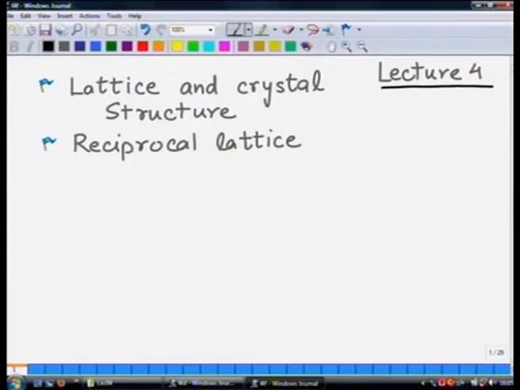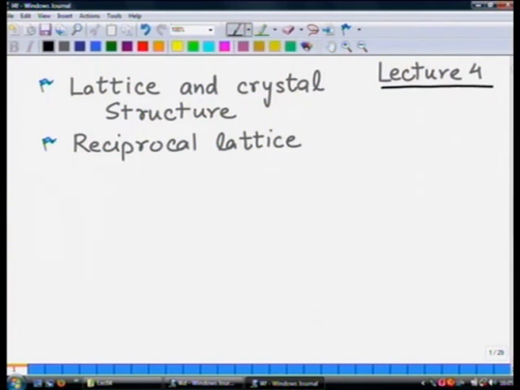And this lattice, crystal structure and reciprocal lattice is a review. I am just going to review so that I take along all the students, but I expect most of you to have seen this before. So, I will go a little fast and pick only the relevant portions. This lecture number 4 is a review lecture on lattice, crystal structure and reciprocal lattice. I will just take the fundamentals here and not go into great detail.